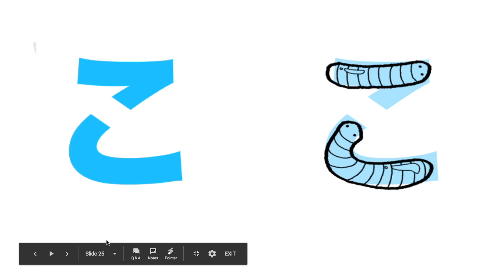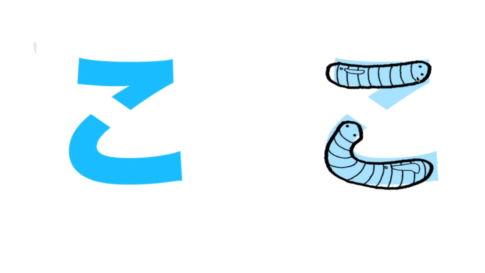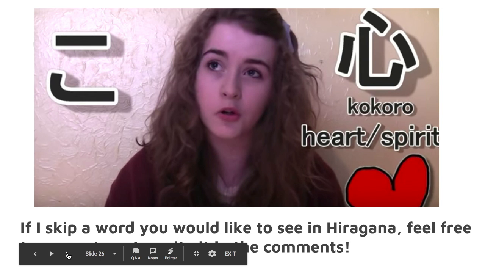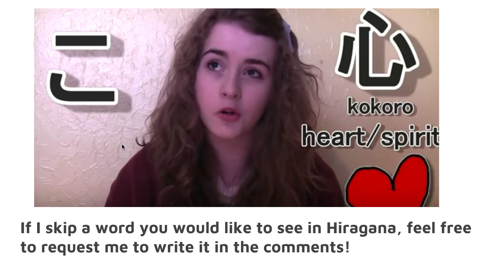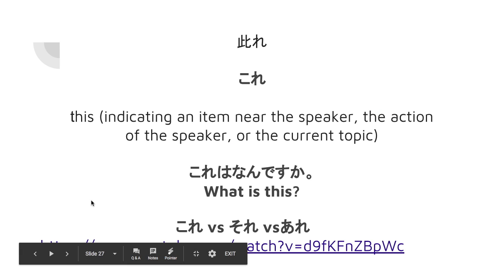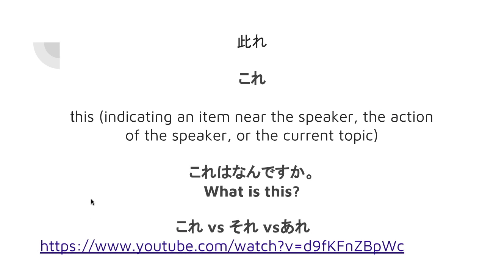Ko. I'm not really sure what they were aiming for with this picture, but I think it might be like a couple of worms. And the vocabulary she gives you is kokoro. This is one of the ones I'm going to skip because I'm not really going to focus on you learning this for this class. But if you'd like to see this written in hiragana, feel free to request it in the comments. The one I actually want you to learn is kore.